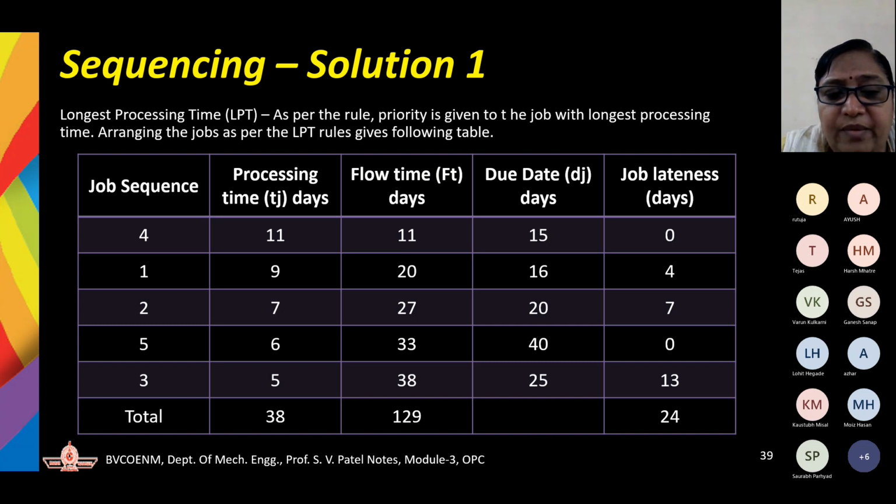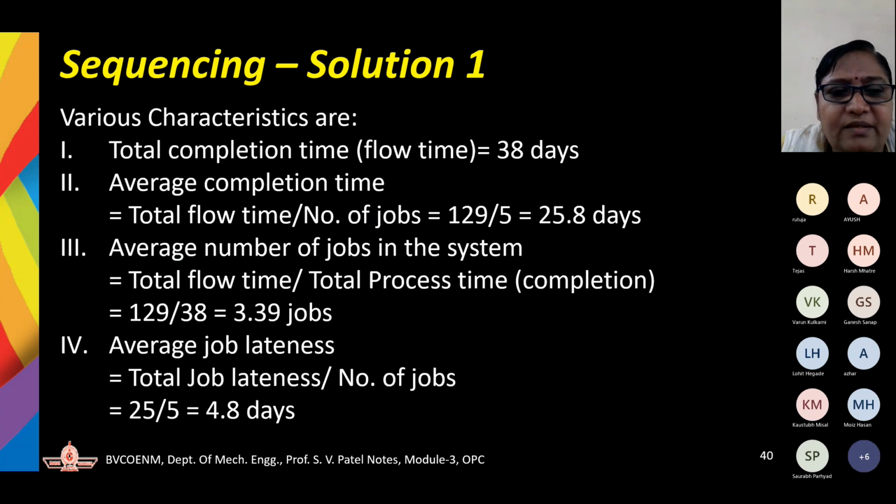Then we are considering job number 5. It has a processing time of 6. 27 plus 6, we have 33. And it is due in 40 days. So we have no job lateness. And the last one is job number 3. Processing time is 5. So 33 plus 5, we have the 38th day. So at the end of the 38th day, all the jobs are going to be complete, right? So again, we are going to calculate.